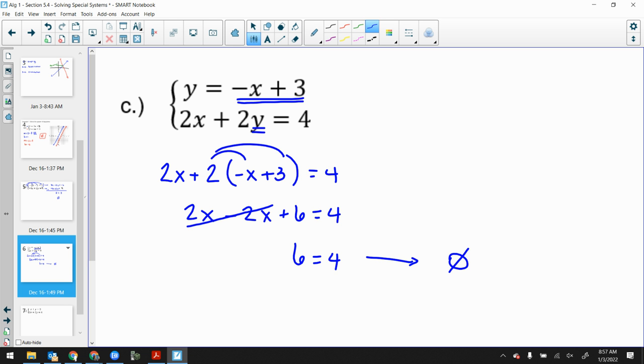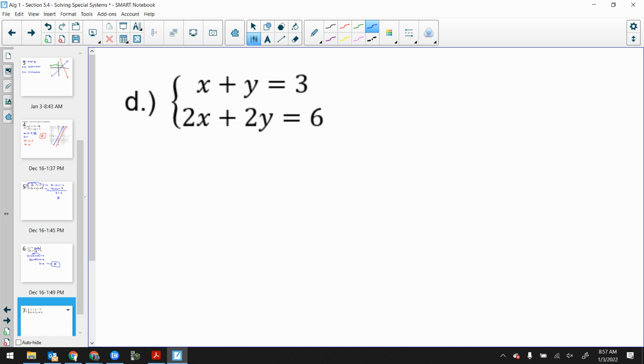So somebody asked me at the end of last period, so what do we write in the answer blank? 6 equals 4? No. We don't write 6 equals 4. We write in the answer blank no solutions, because that's the end goal of this. That's the end game. What are the solutions? There are no solutions.